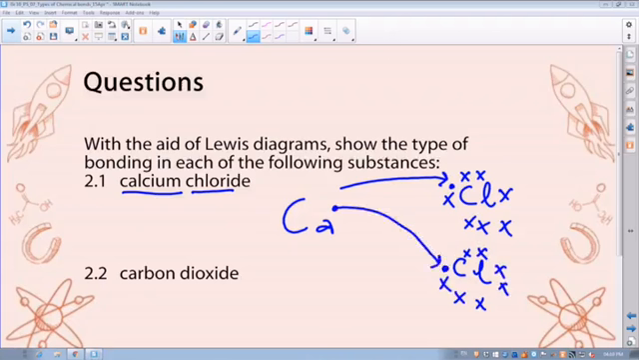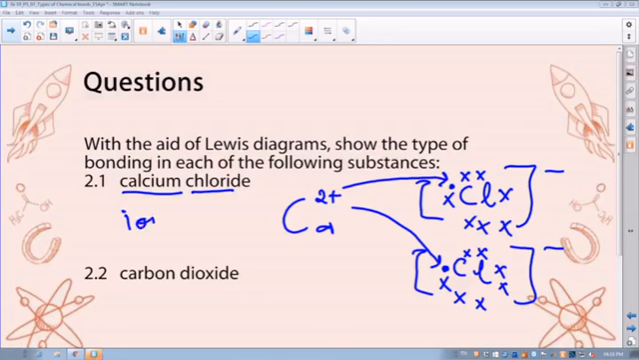For that reason, we would end up having a case where, because calcium has lost 2 electrons, it becomes Ca2 plus, right? And then one chlorine becomes Cl minus, and the other one becomes Cl minus. So there has been a transfer of electrons because this is ionic bonding.